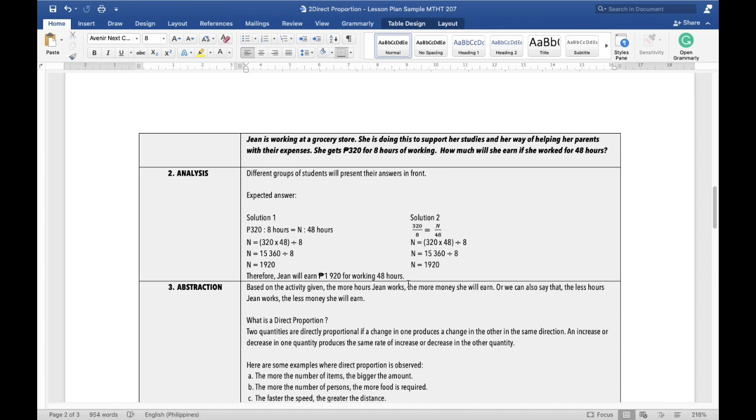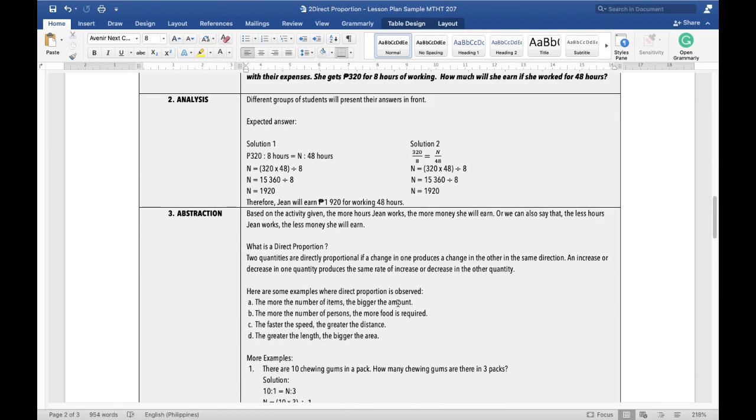Next, let's go to abstraction. Based on the activity given, the more hours Jean works, the more money she will earn. Or we can also say that the less time she works, the less money she will earn. Okay, so what is a direct proportion?